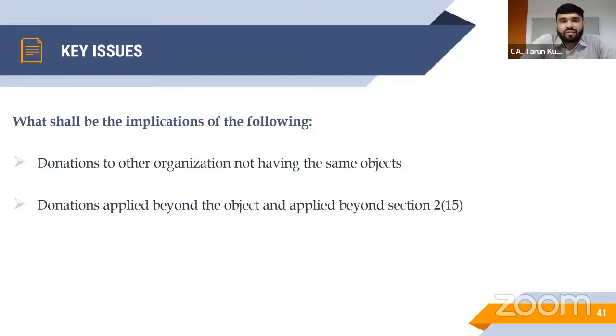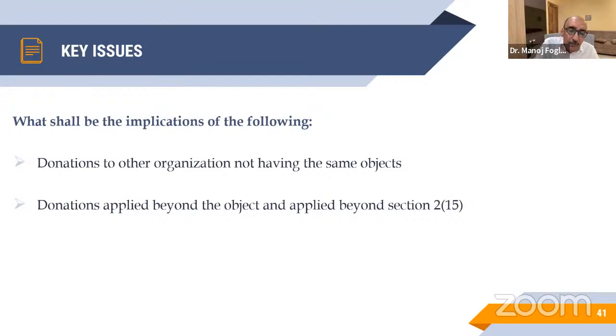Sir, it is a very well settled law that if you are giving an inter-charity donation, it should be to organizations having similar objectives. Now, what shall be the implications if an organization makes a donation to another organization which does not have shared or similar objectives, or the other organization to which the donation is given has applied it beyond its objects? Now, what shall be the implications in this? This you have to carefully understand.